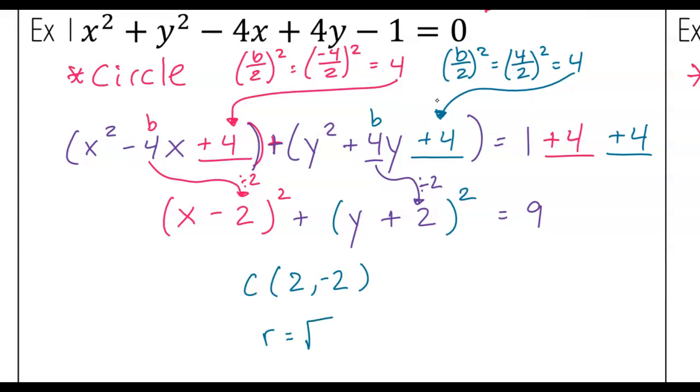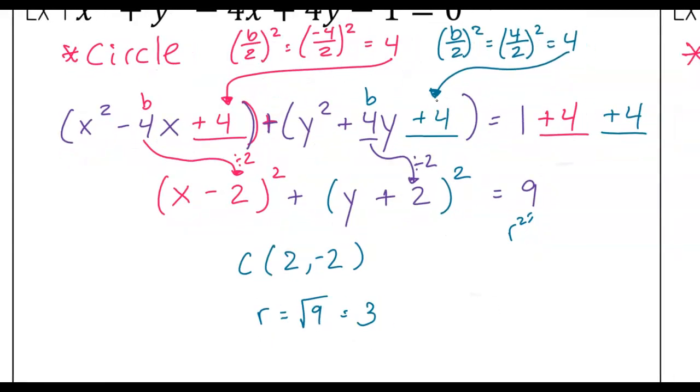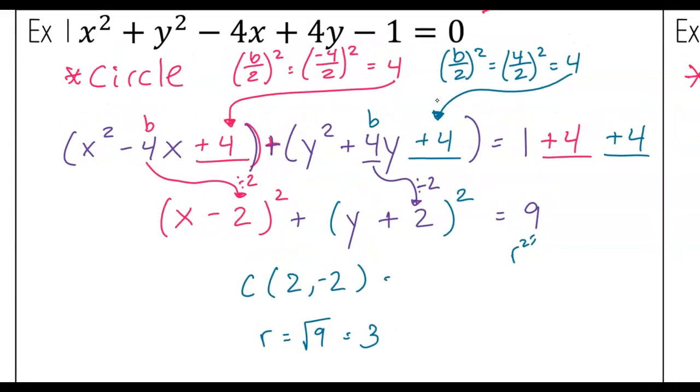Yes, the square root of what the circle is equal to. So the square root of 9 is 3. This is because, remember, the equation of the circle is set equal to r squared. So this is what r squared is equal to. So we have to square root that 9. Any questions on this one?